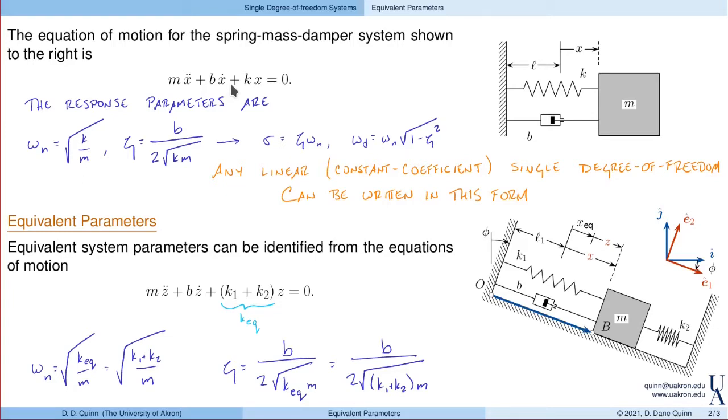In doing that, we can say that this combination K1 plus K2 plays the role of the original stiffness K in this simple problem. And so that's why we say that any linear single degree of freedom system can be written in this form by identifying the equivalent parameters.